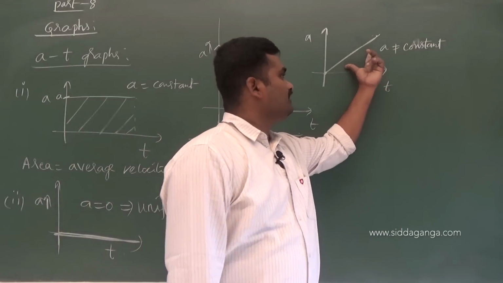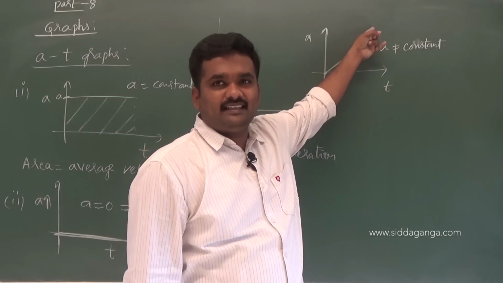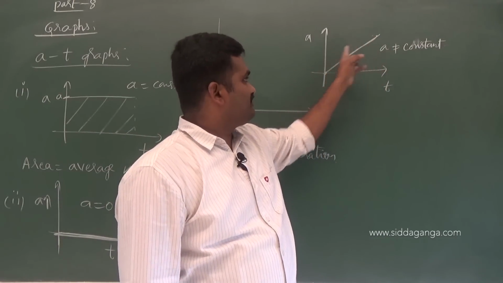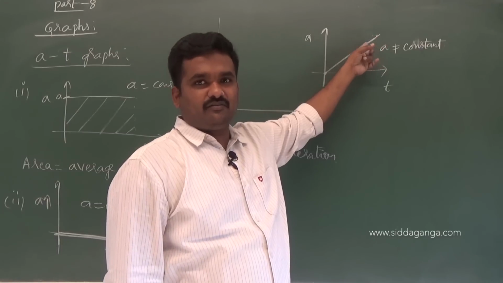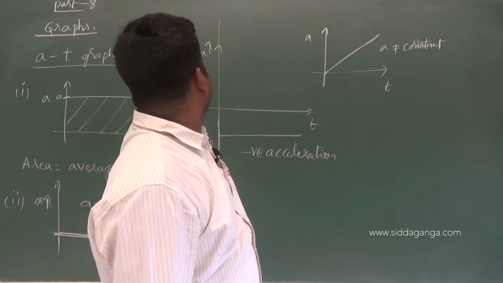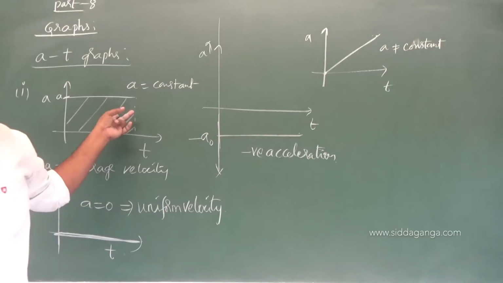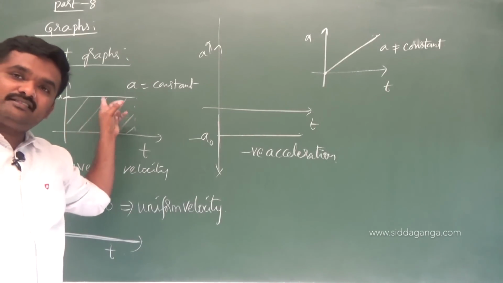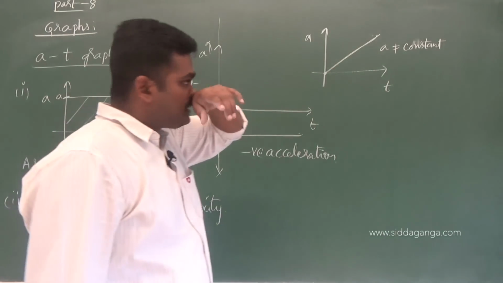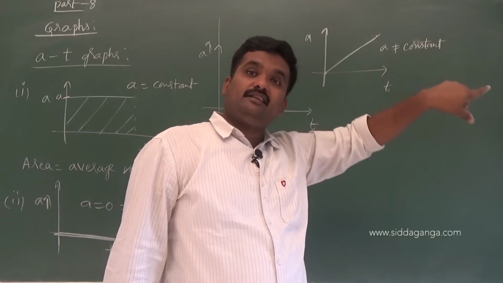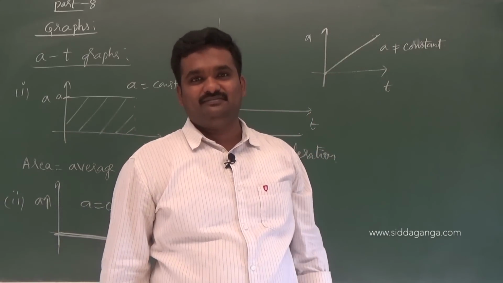Means what? No doubt acceleration is increasing. Don't be confused with this as uniform acceleration. This is not uniform acceleration for an AT graph. This one is a uniform acceleration for an AT graph. Means change in velocity is equal in equal intervals of time. But whereas here change in acceleration is equal in equal intervals of time.